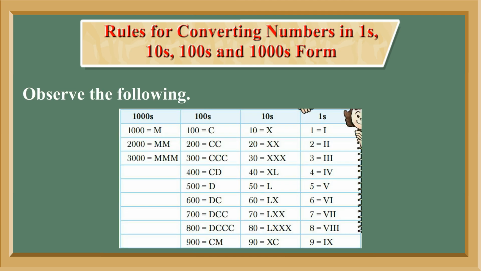Observe the following. 1000s. 1000 is equal to M. 2000 is equal to MM. 3000 is equal to MMM. 100s. 100 is equal to C. 200 is equal to CC. 300 is equal to CCC. 400 is equal to CD. 500 is equal to D. 600 is equal to DC. 700 is equal to DCC. 800 is equal to DCCC. 900 is equal to CM.